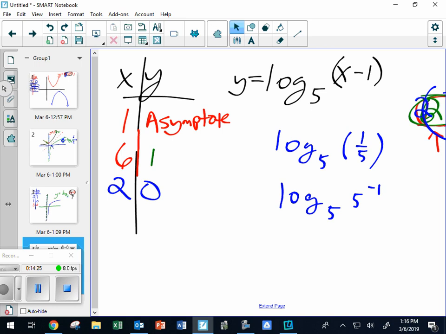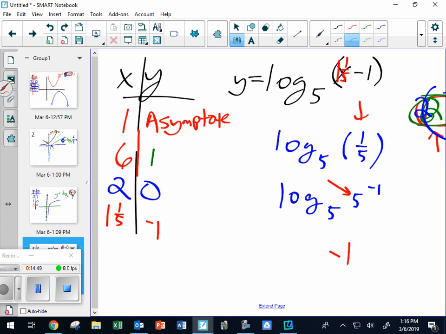1 and 1/5. Very nice. I think a lot of people couldn't have done that yet. If I make this 1 and 1/5, then when I subtract 1, it'll be 1/5. See? And once it's 1/5, then it can be written as 5 to the negative 1, and then the answer is negative 1. So then you said 1 and 1/5 gives you negative 1. Now I have 3 points and the asymptote.